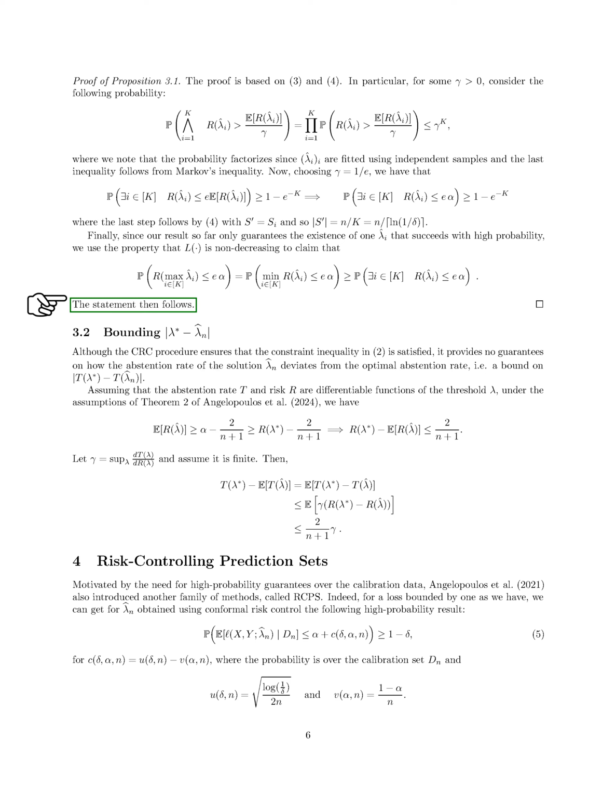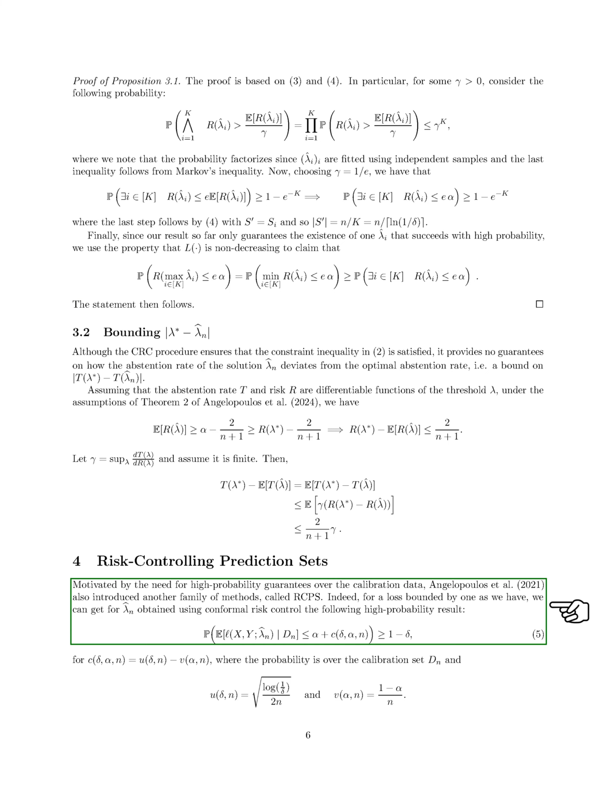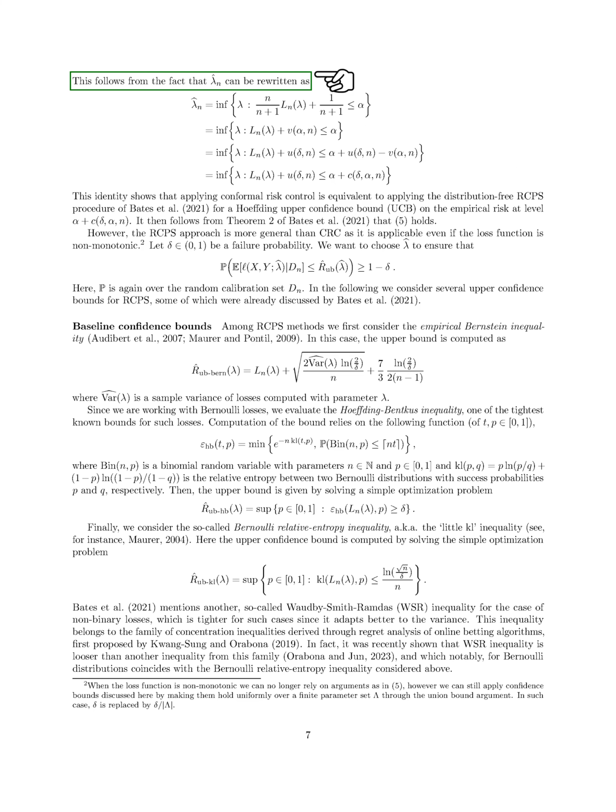Section: RCPS. In this section, we were motivated by the need for reliable guarantees on the calibration data, so we introduced a new set of methods called RCPS. When our loss is bounded by 1, we can achieve a high probability outcome for hat lambda_n using conformal risk control. This result depends on C(delta, alpha, n) = U(delta, n) - V(alpha, n), where the probability is based on the calibration set D_n.